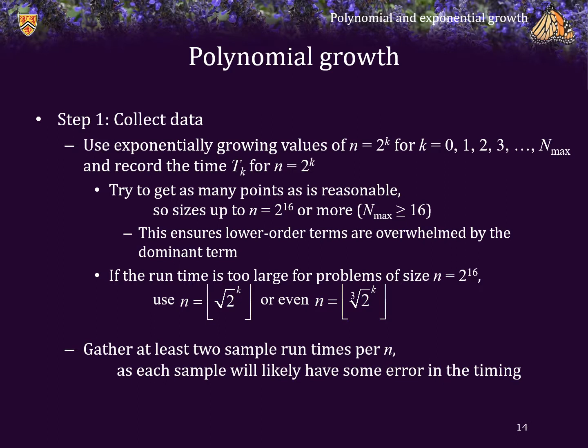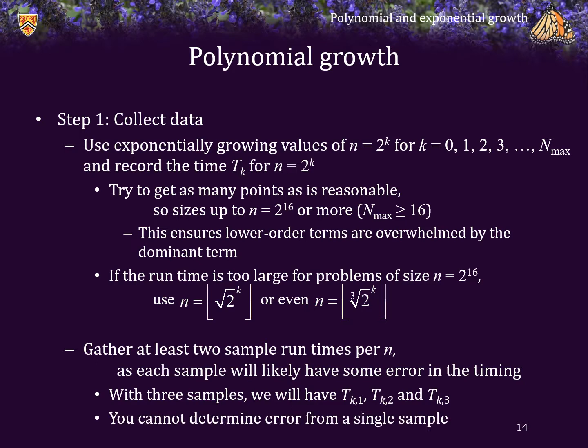Another thing that's useful is don't just have one sample per value of n. Instead, we'd like to have multiple samples. So for example, if we had 3 samples at n sub k, we will call those 3 samples t sub k1, t sub k2, and t sub k3. Now, the reason for taking multiple samples is you cannot determine an error from a single sample.